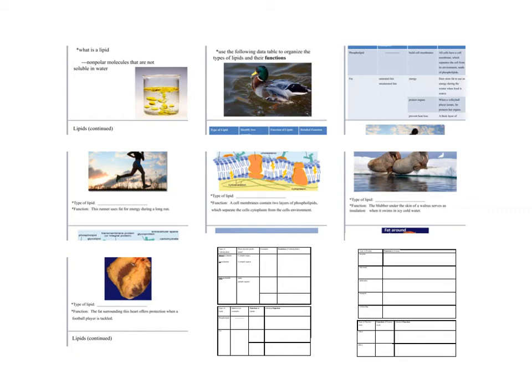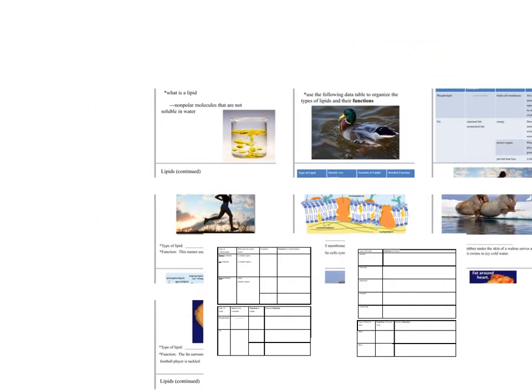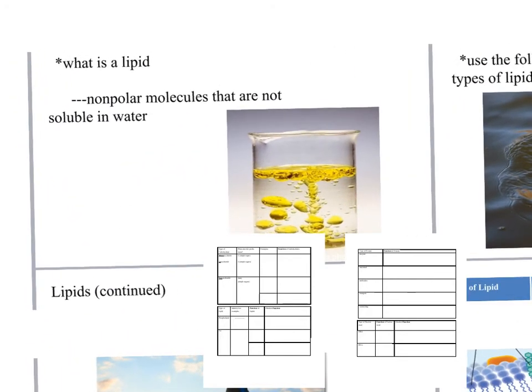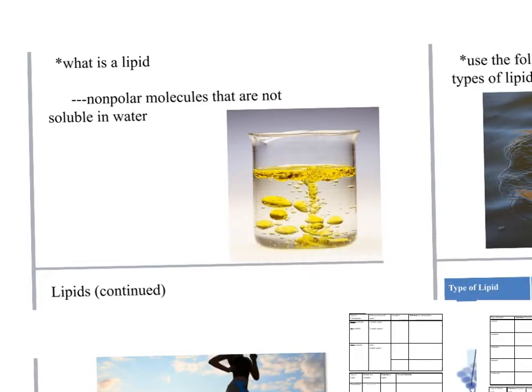All right, the next biomolecule that we talk about are fats and lipids. So if we take a look at this first screen I have up here, lipids are nonpolar molecules that are not soluble in water. So what does that mean? An example of a lipid would be oils.